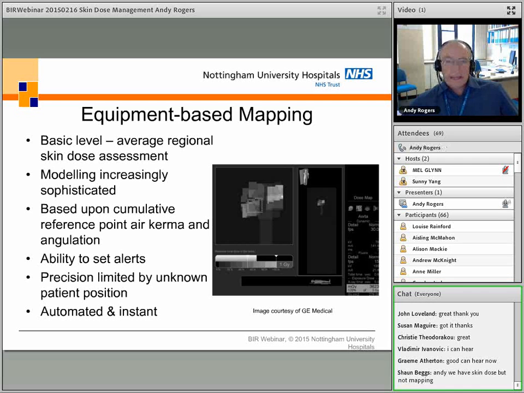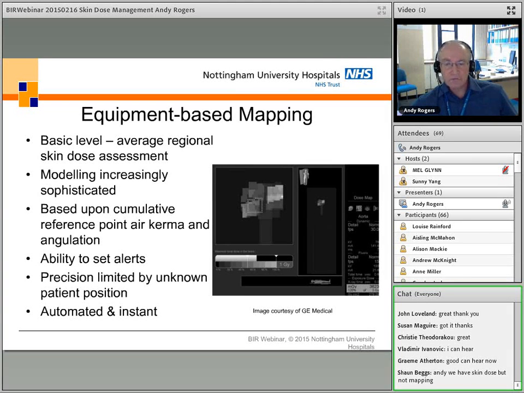So let's start with in-lab equipment-based mapping. We've got, at the moment, certainly in the installed base, a real mix. At the very basic level, some of the manufacturers now have got a very schematic average regional skin dose assessment. I'm thinking specifically of the Philips tool we've got in our Allura lab. It's basically got a picture of someone's back and it's divided into zones and it gives you a number in each. But the models are becoming increasingly sophisticated, as I've said, and I think actually there's a little bit of competition now amongst the companies to come out with really useful tools that will influence.